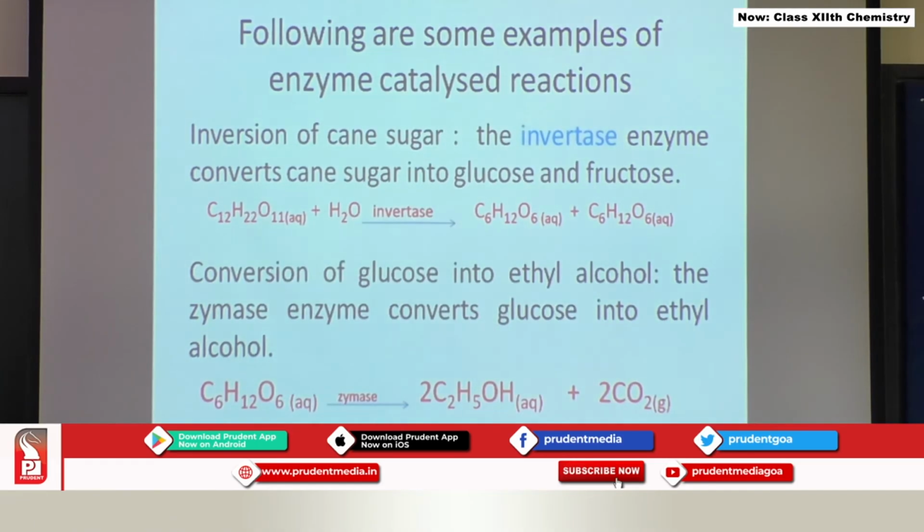These are some of the examples of enzyme catalyzed reactions. First one is inversion of cane sugar. You have to remember these enzymes, okay, along with the reaction which they catalyze. This is inversion of cane sugar. Cane sugar is converted into glucose and fructose by the enzyme invertase. Now, this glucose is converted into ethyl alcohol and carbon dioxide. The reaction is catalyzed by the enzyme zymase.